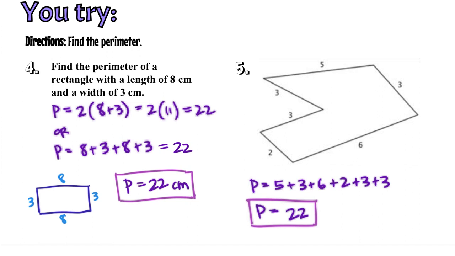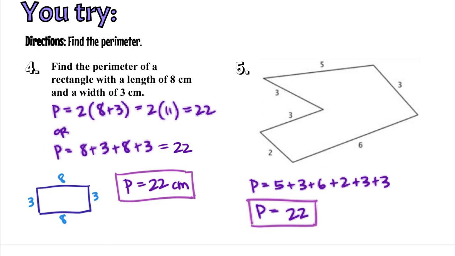All right, in number 4, we have a rectangle. So if you remembered that formula, 2 times length plus width, you could have found it using that, or you could just find it by adding up all 4 sides. It helps sometimes to draw a diagram labeling the sides 8 and 3, and that helps you to recognize that in fact you do have 4 sides of a rectangle with 4 different measurements. When we add those up, we get 22 centimeters.